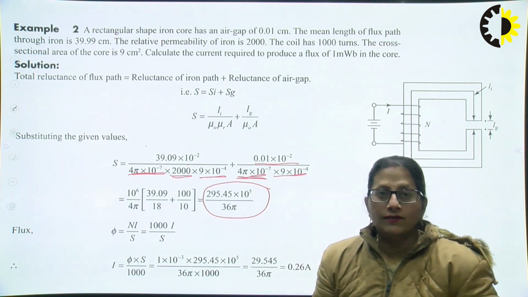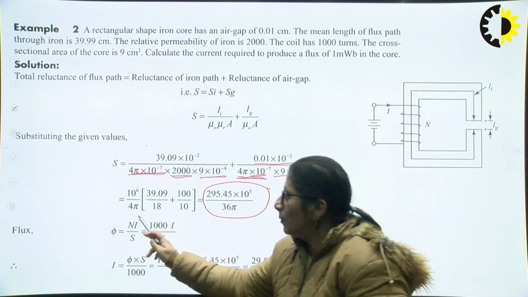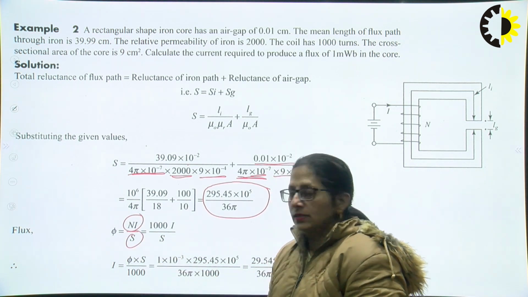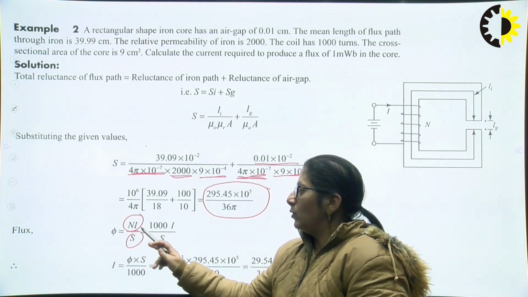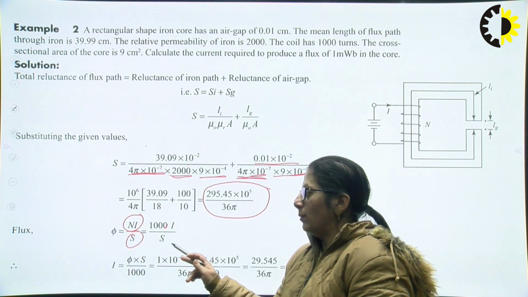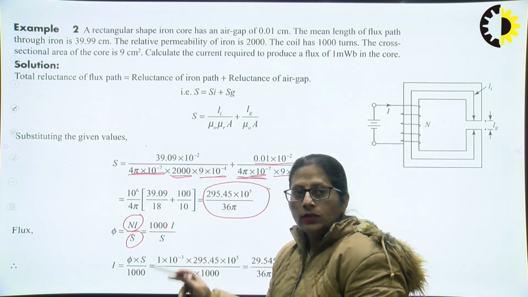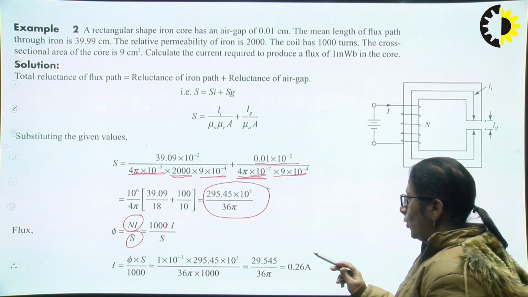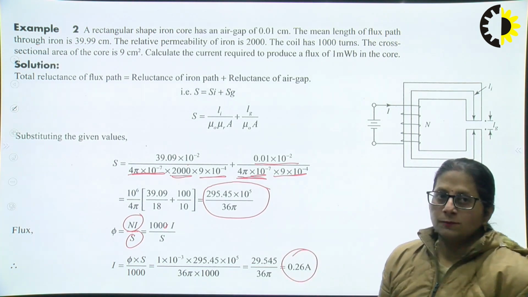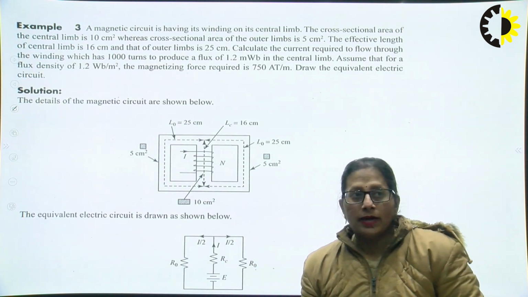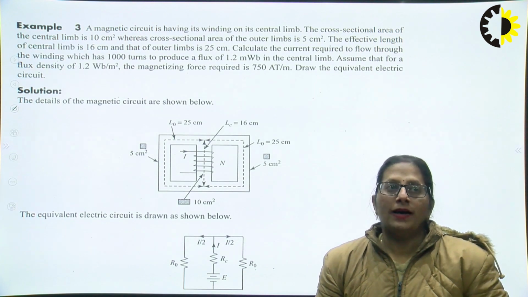So flux, we have just derived, will be given by MMF upon reluctance. MMF is the number of turns into I, 1000 into I, upon total reluctance. Substituting the value, we'll be getting the current as 0.26 amperes. The last numerical is a numerical on a parallel magnetic circuit.